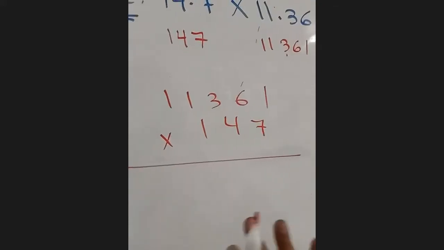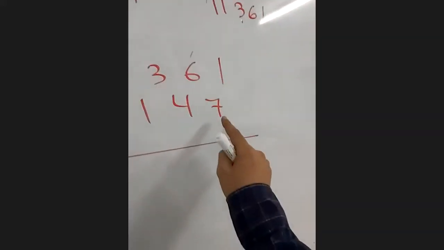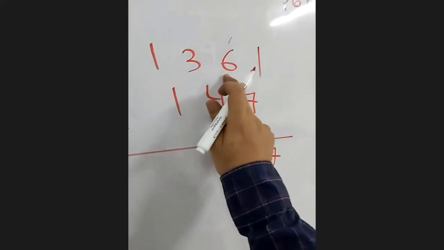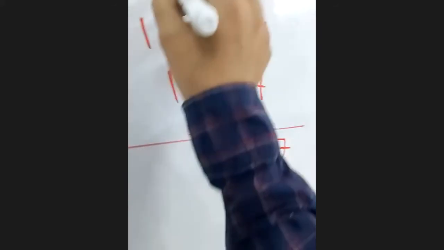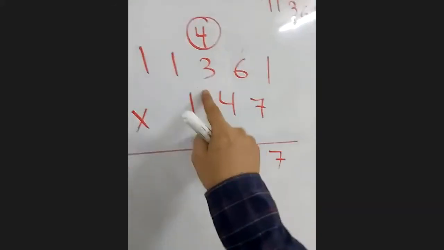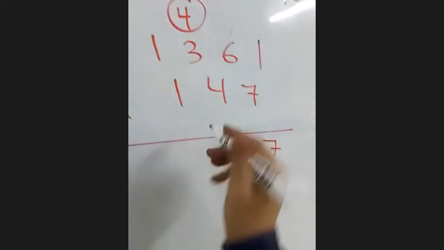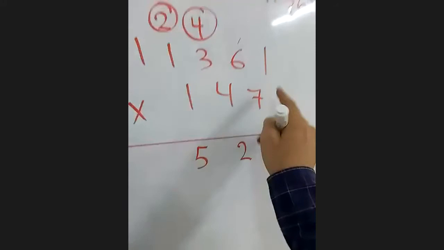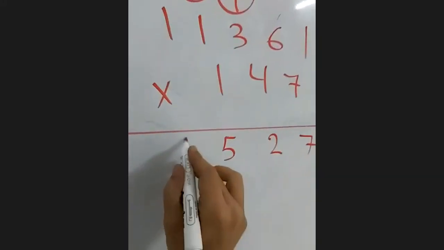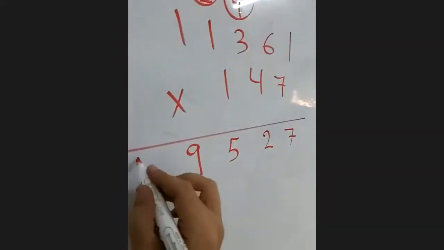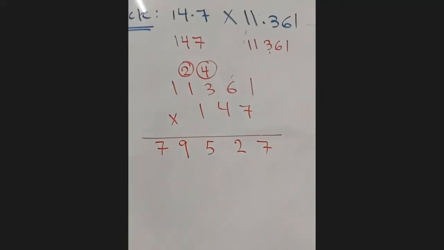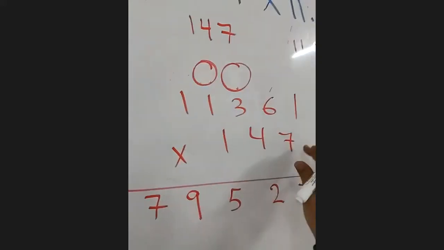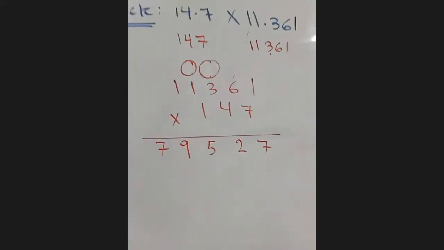Now let's multiply normal as we know. Let's start with 7. 7 by 1, 7. 7 by 6, 42. 2 down, 4 up. 7 by 3, 21. With 4, 25. 5 down, 2 up. 7 by 1, 7. With 2, 9. 7 by 1, 7. I'm done with 7. Now I don't need these 4 and this 2. Why? Because they are related to the 7 and I'm finished with the 7.